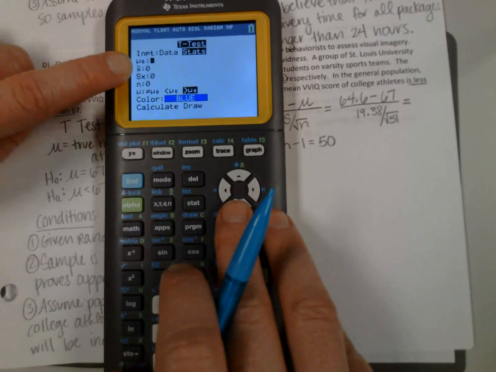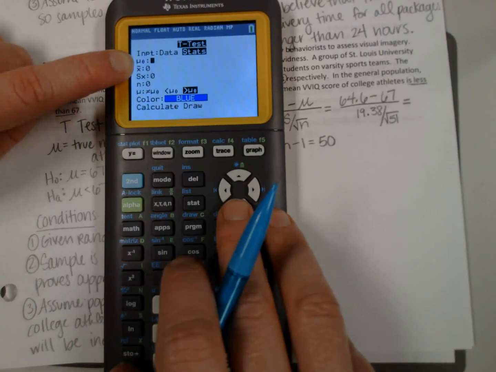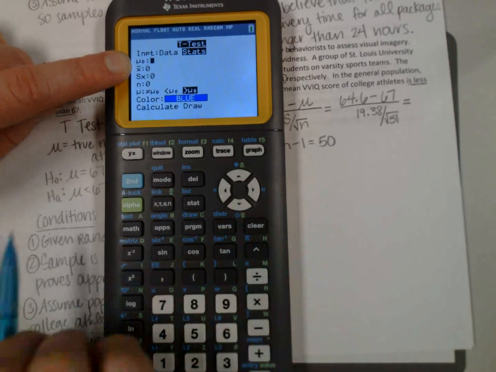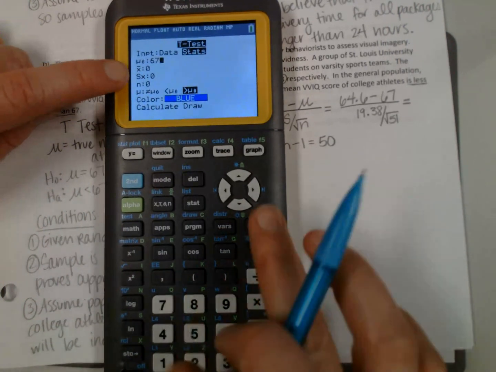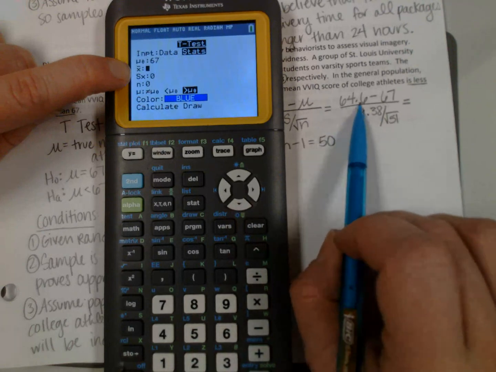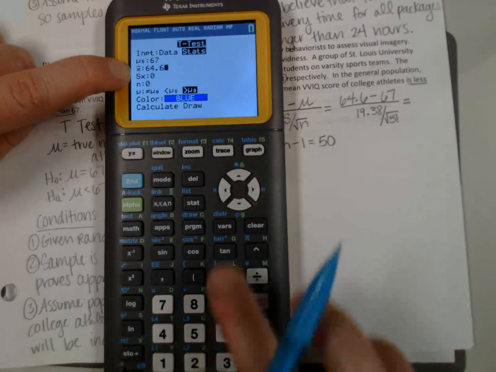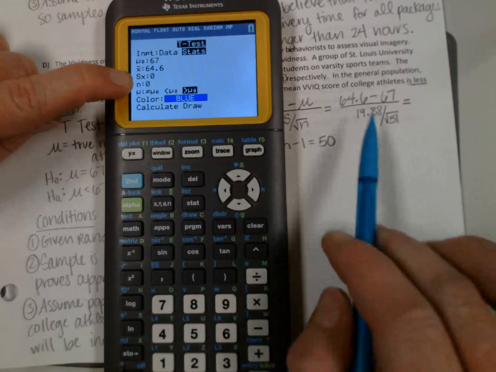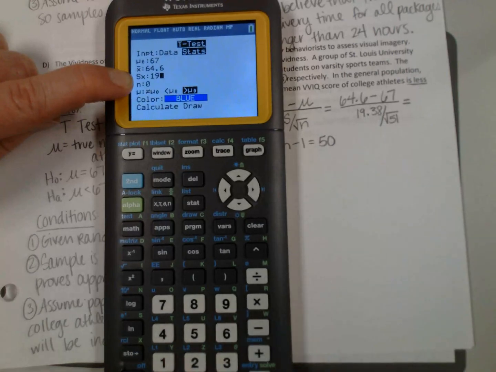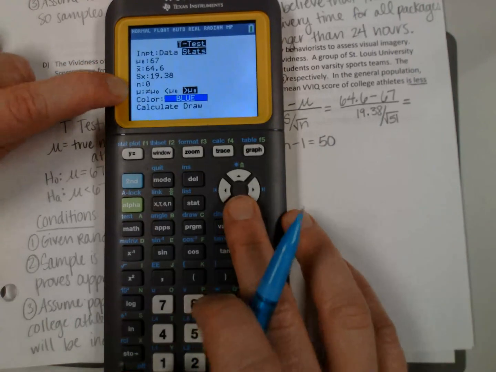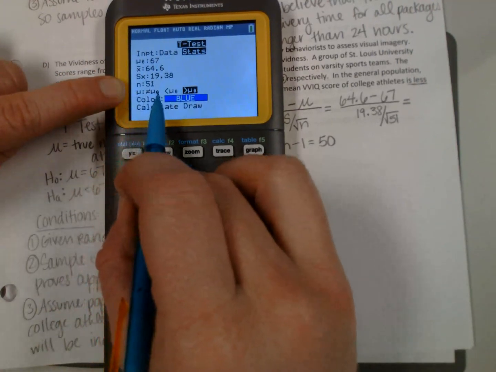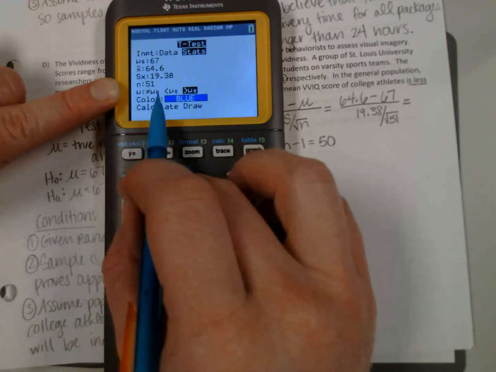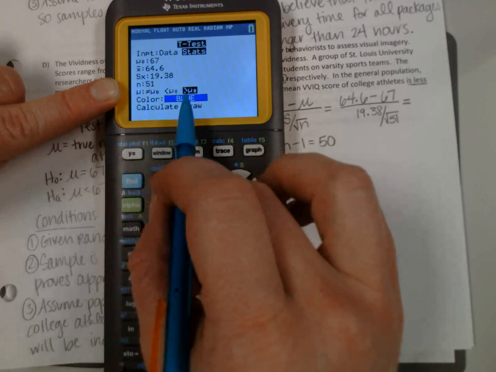Okay, and then it asks us to tell the calculator everything that we know, basically. Mu with the little 0 next to it is your null hypothesis value. So that's going to always come from right here. That's 67. Your x bar was 64.6. Our S of x is 19.38. Our n is 51.